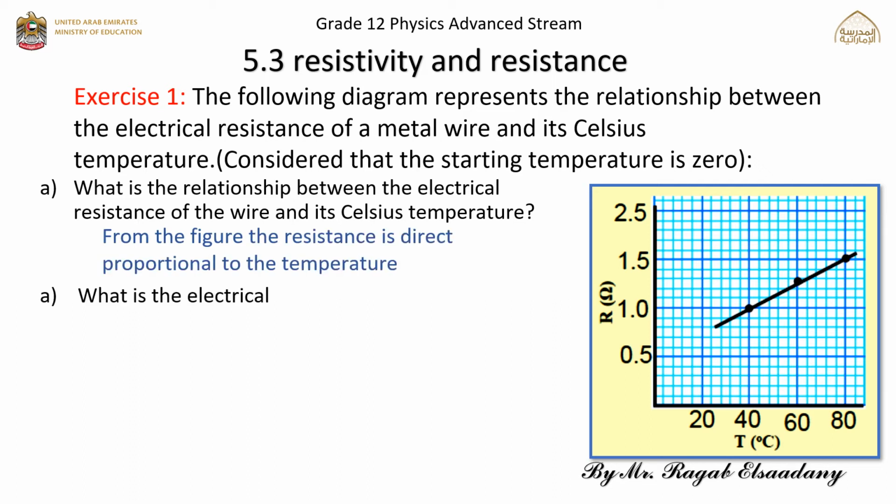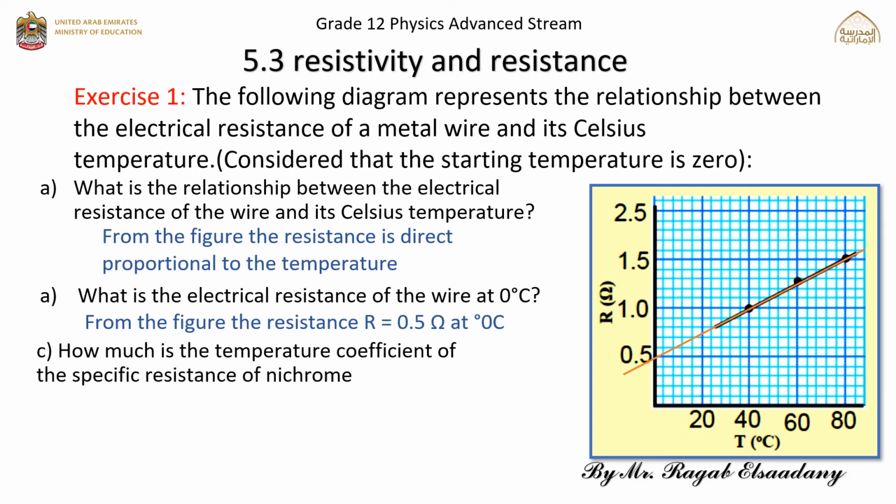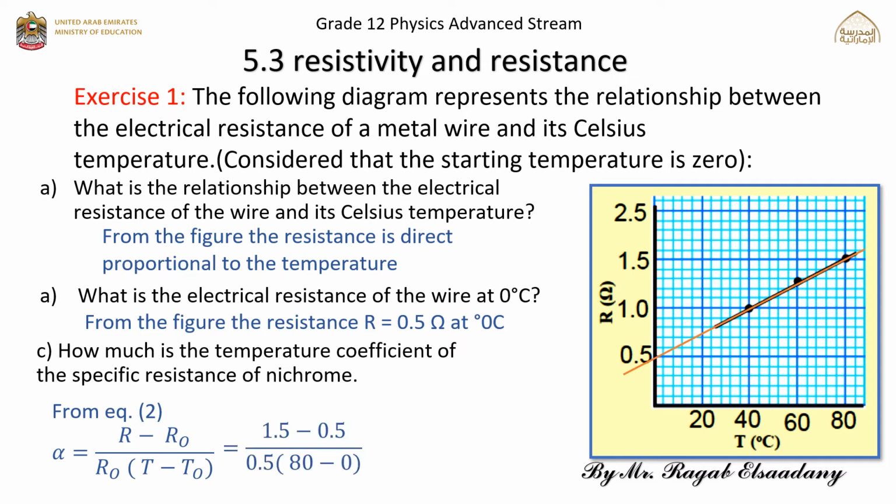What is the electrical resistance of the wire at 0 degrees Celsius? From the figure, the resistance is equal to 0.5 ohm at 0 degrees Celsius. How much is the temperature coefficient of the specific resistance of nickel chrome? From equation 2, alpha equals (R minus R null) divided by R null times (T minus T null), equals (1.5 minus 0.5) over 0.5 times (T minus 0), equals 2.5 times 10 power minus 2 Kelvin to power minus 1.